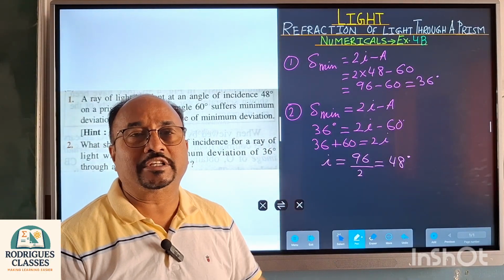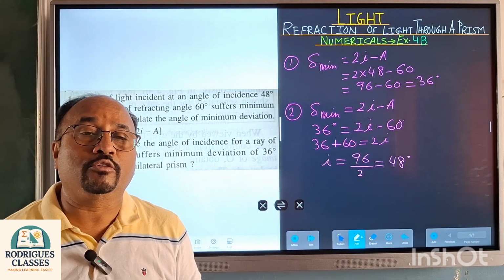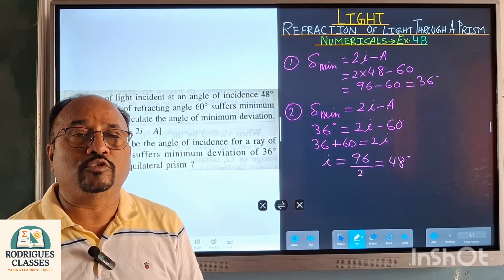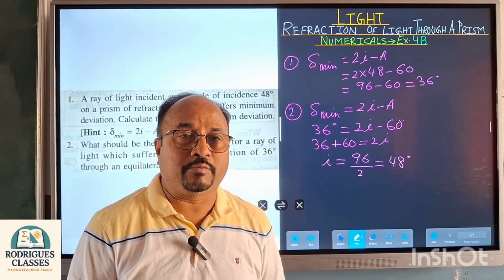Looking at the result, you must have made out that they were just the same values, only the quantity to be found out was different. We come to the end of the numericals of this part. We will move to the next part now.